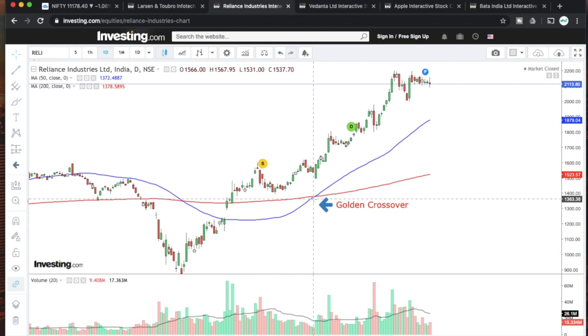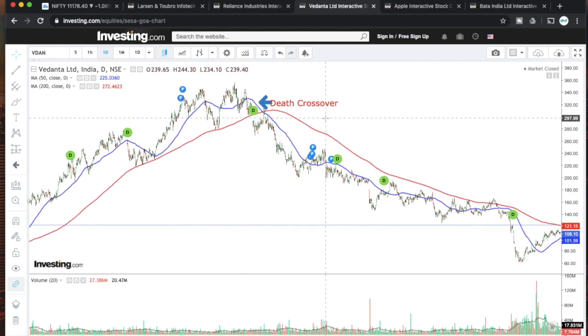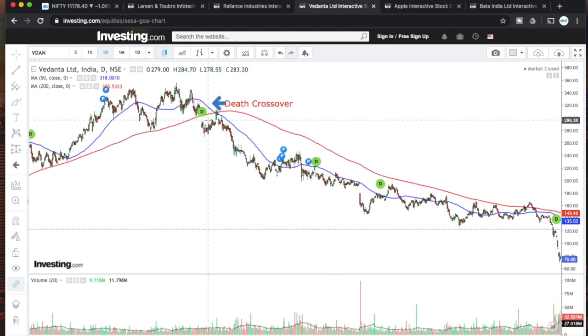At the same time, we have another concept called a death crossover. A golden crossover is a bullish crossover, a death crossover is a bearish crossover. This is the chart of Vedanta on the 1 day time frame. We can see very well that around 3rd of April 2018, somewhere around 10th of April, the 50, the short term moving average, from above has gone below the 200 long term moving average. This is what I call a death crossover.